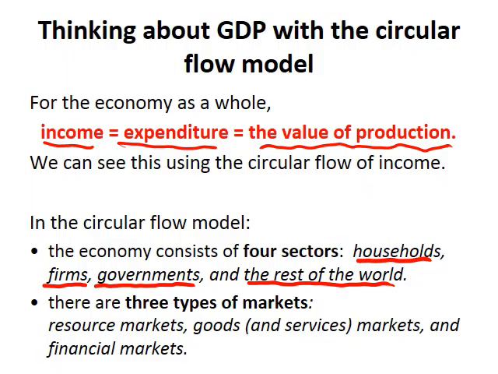There are also now 3 types of markets in our more expanded circular flow. As before, you have the resource markets, where the factors of production flow through. You have the goods and services market, where the products flow through from the firms. But also now we're going to look at financial markets, where, for instance, saving and borrowing can happen.